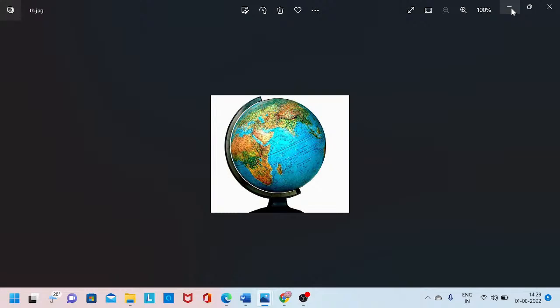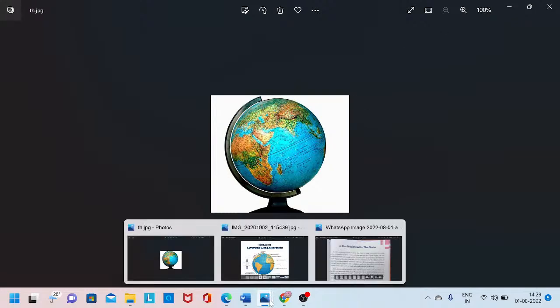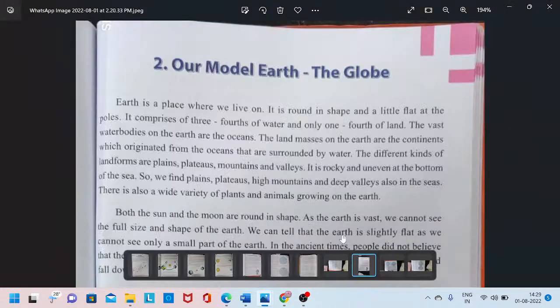So let us see what is next. The vast water bodies on the earth are the oceans. The land masses on the earth are the continents, which originated from the ocean and are surrounded by water. The different kinds of landforms are plains, plateaus, mountains and valleys.